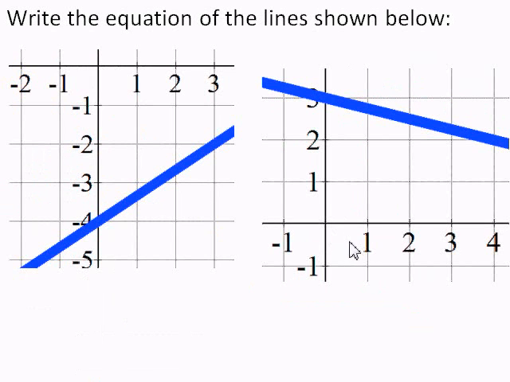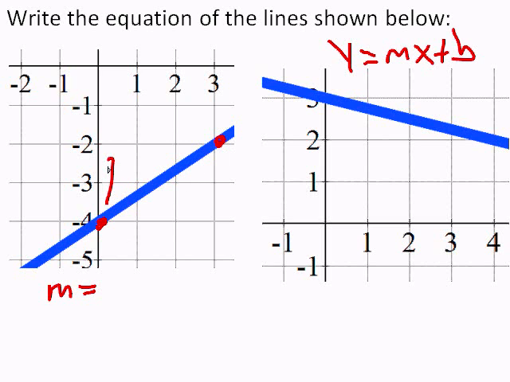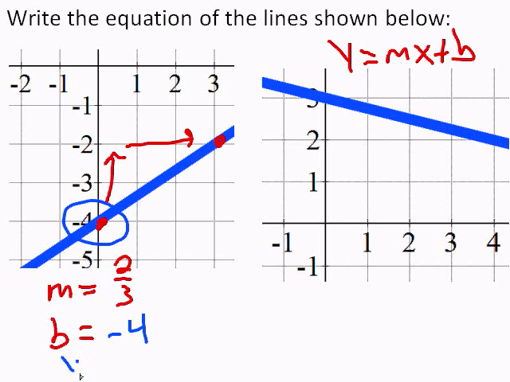Here's 2 final examples. Okay, for the first one, you notice that your m value was, picking a starting point and an ending point, our rise was 2, our run was 3. So your slope was 2 over 3. Your b value, where it crossed the y-axis, was -4. So your equation then was y equals 2/3 x minus 4.